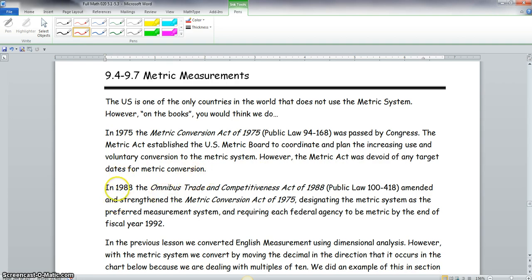In 1988, the Omnibus Trade and Competitiveness Act of 1988, Public Law 100-418, amended and strengthened the Metric Conversion Act of 1975, designating the metric system as the preferred measurement system and requiring each federal agency to be metric by the end of fiscal year 1992.